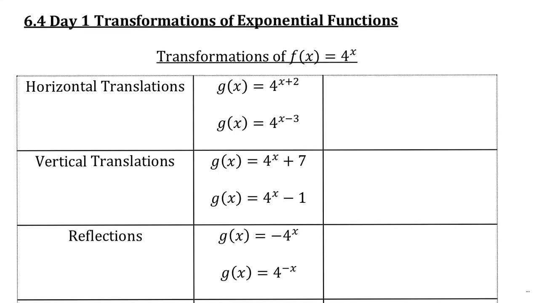Okay, at 6.4 day 1, we're doing transformations of exponential functions. As an example, we're going to look at the function f of x equals 4 to the x. This is an exponential function because the x is in the variable spot. Just like all the other ones, we're going to do horizontal translations. So right here I see x plus 2, so this is going to go left 2 units. If it's x minus 3, it's going to go right 3 units.